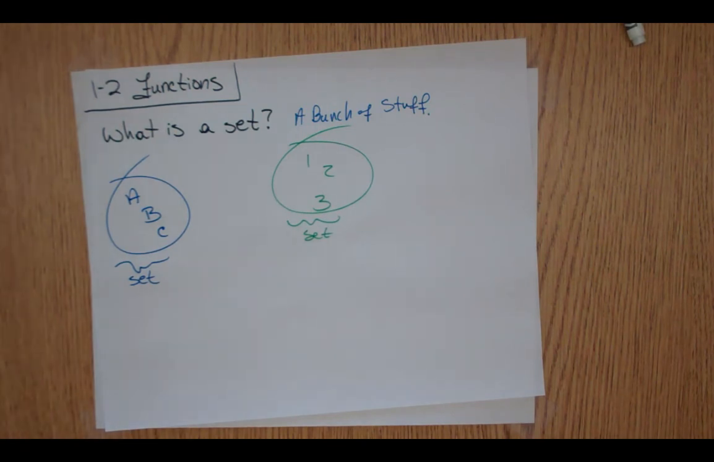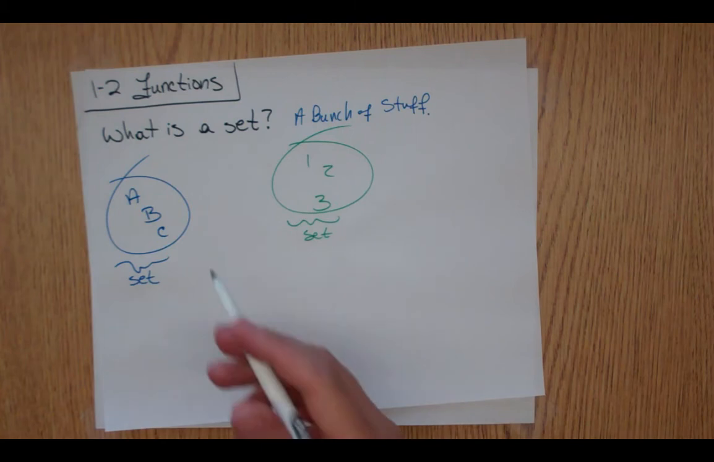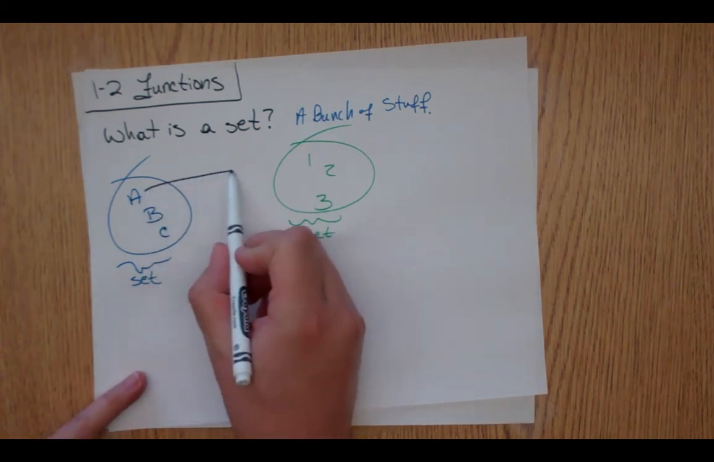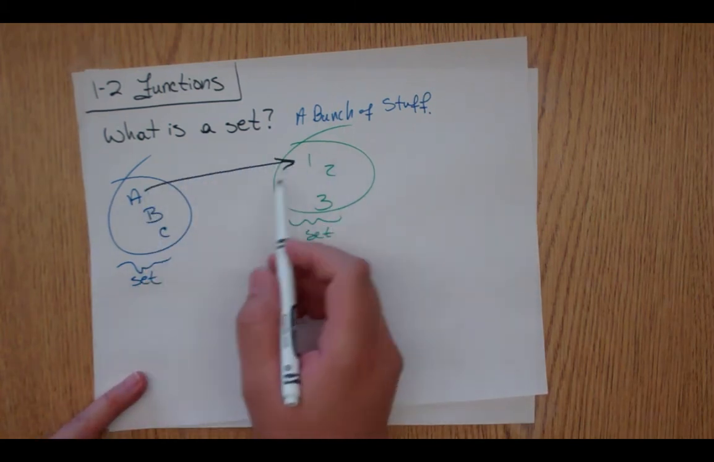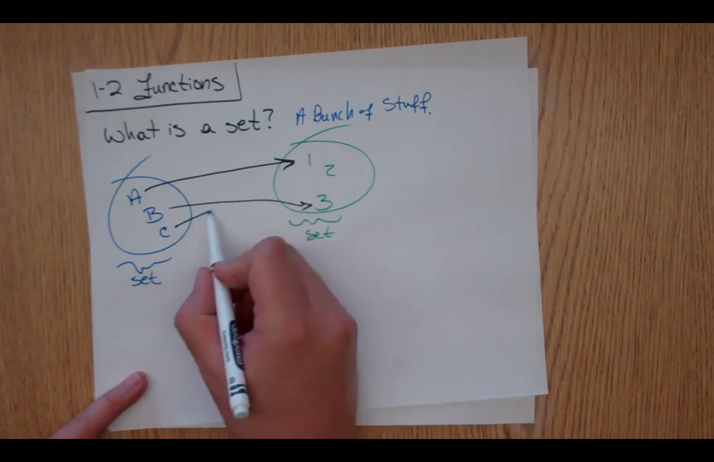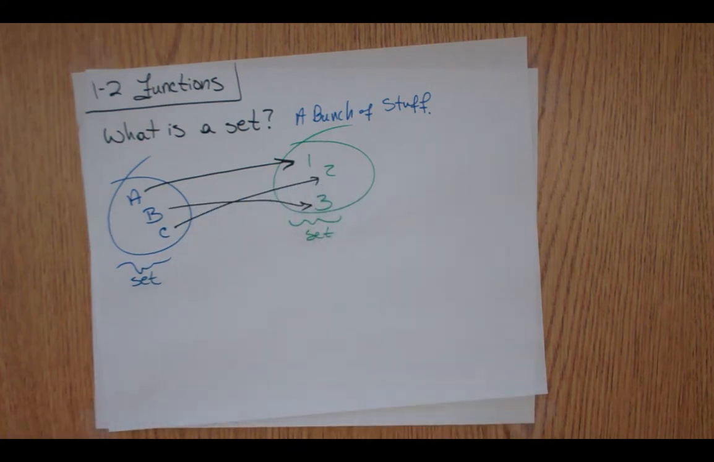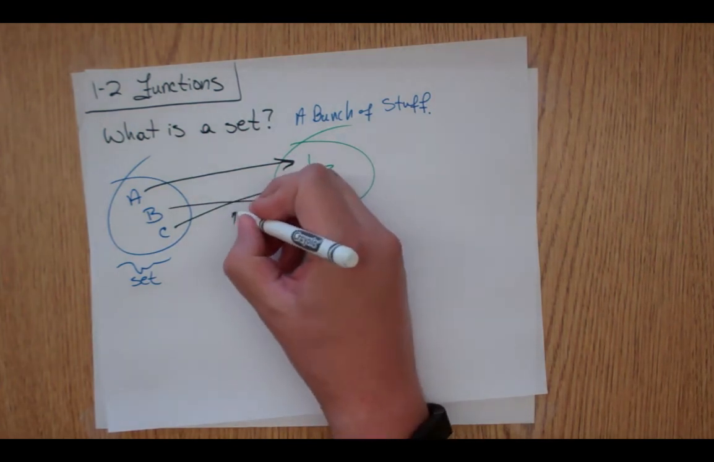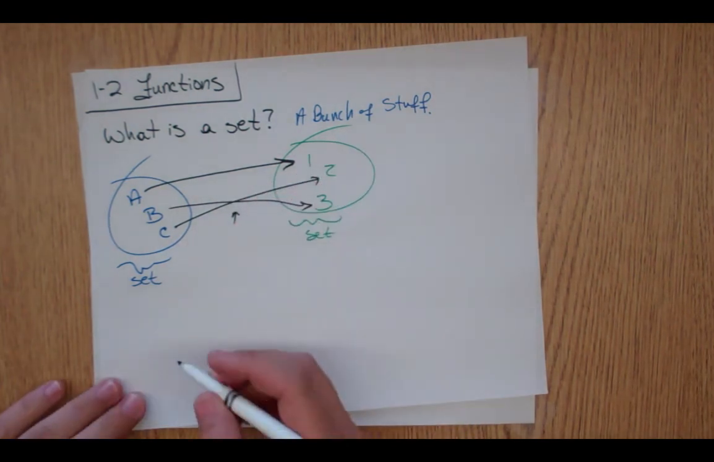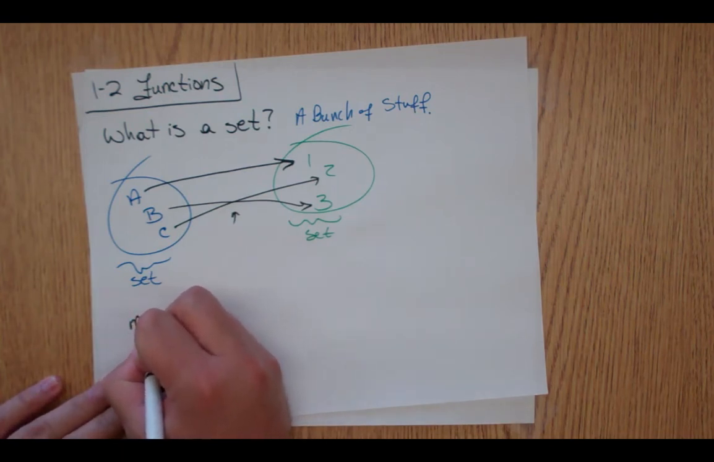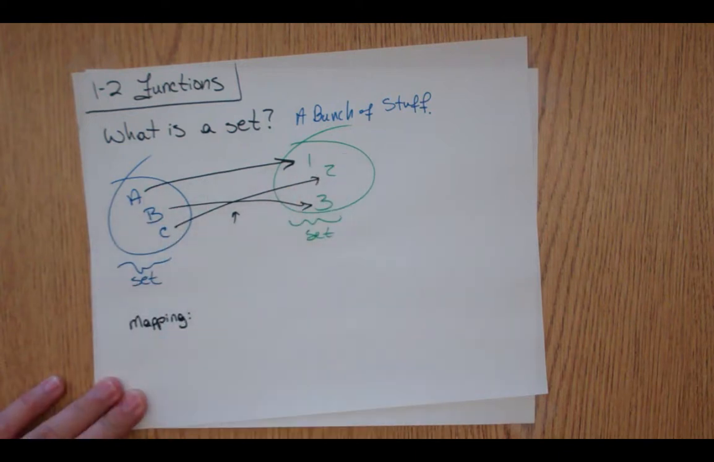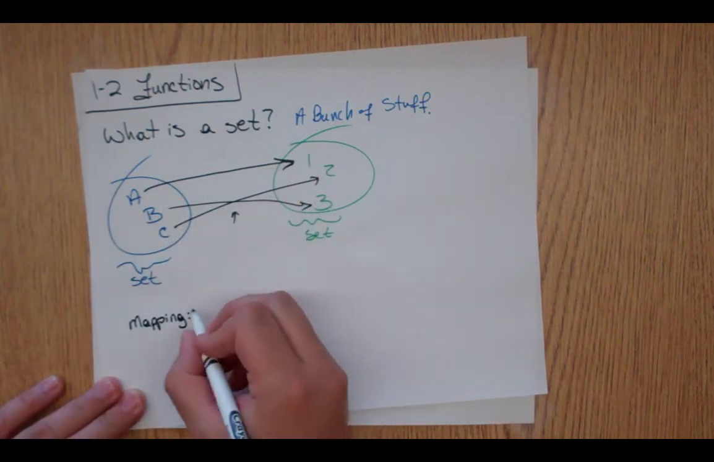Now, what do we do with sets? How do we use them? Well, normally with sets, we take one set and we join it to items of another set. So let's say we join the A and the 1, the B and the 3, and the C and the 2. Alright? Now, these arrows here, they actually have a name. That name is called mapping.